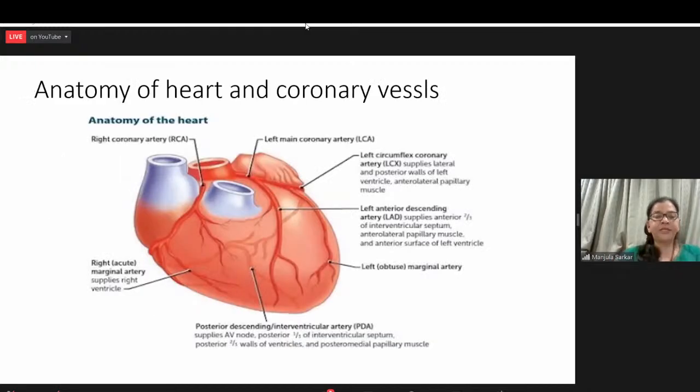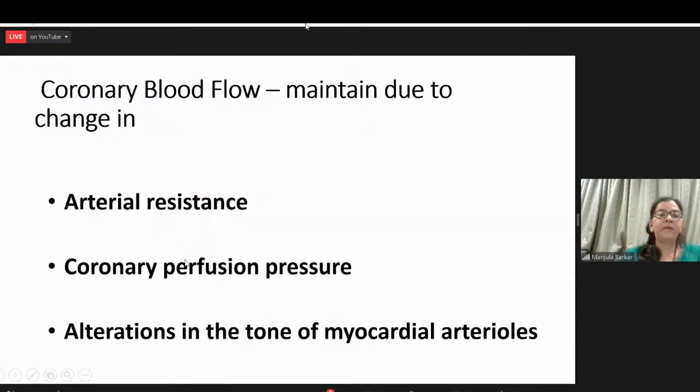If you see this picture, you come to know the heart is supplied by two main vessels, the right and left coronary arteries. The left main coronary artery divides into the left anterior descending and left circumflex coronary arteries. The right supplies the right side of the heart. So coronary blood flow is maintained by changes in arterial resistance, coronary perfusion pressure, and alteration in blood pressure.